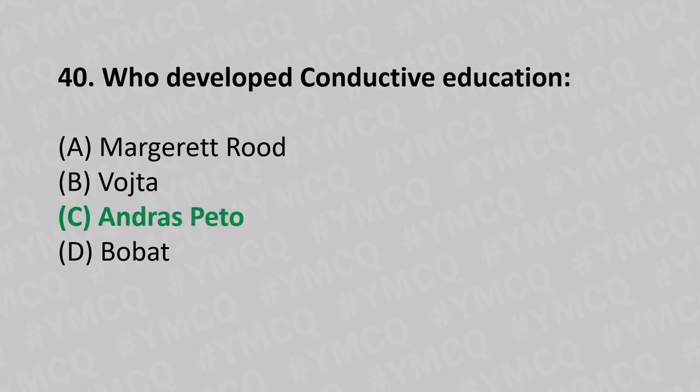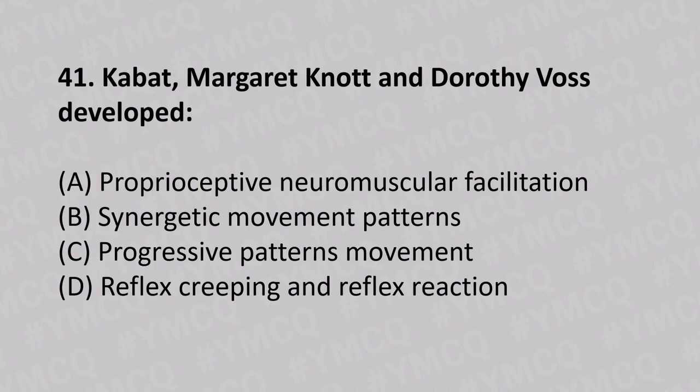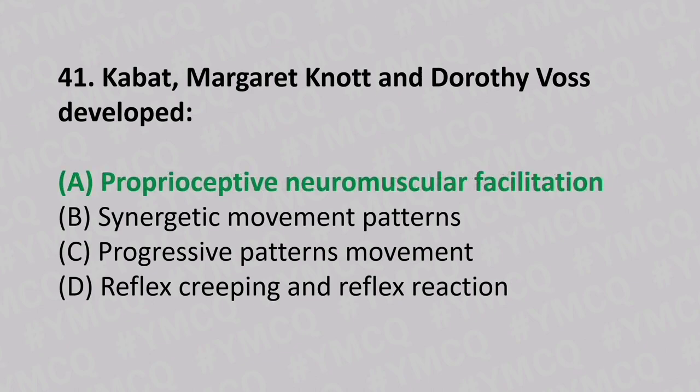Moving to our 41st question, Cobalt Magnet Knot and Dorothy was developed. Option A, proprioceptive neuromuscular facilitation. Option B, synergic movement patterns. Option C, progressive pattern movements. Option D, reflex creeping and reflex reaction. And the answer is option A, proprioceptive neuromuscular facilitation.